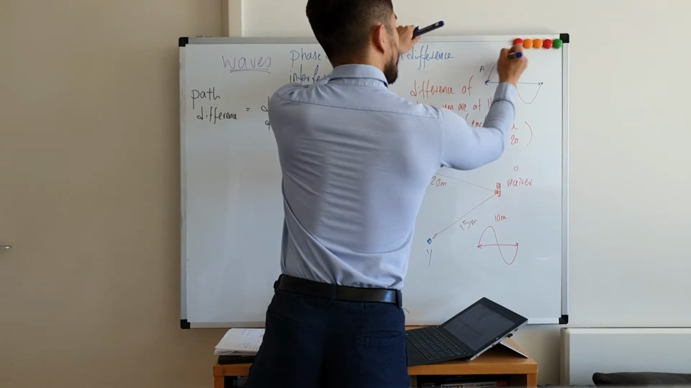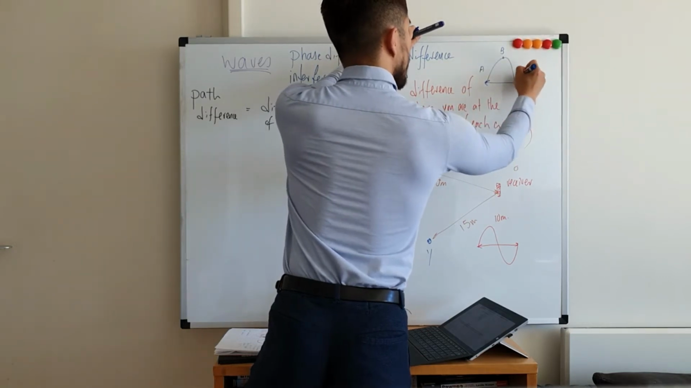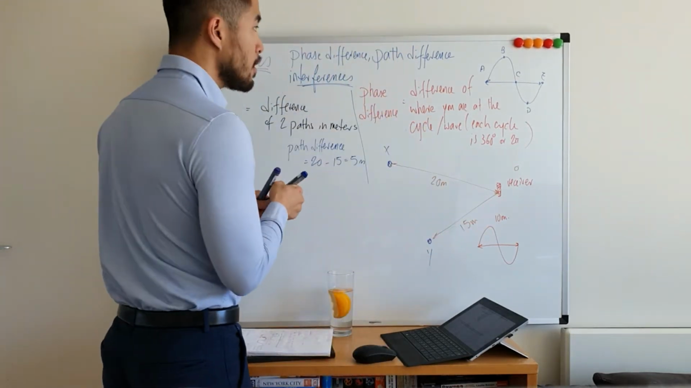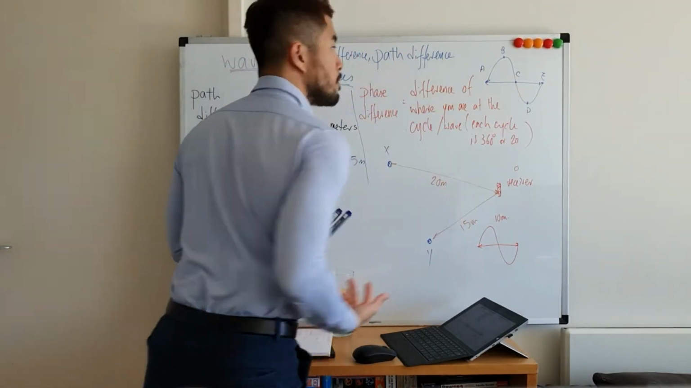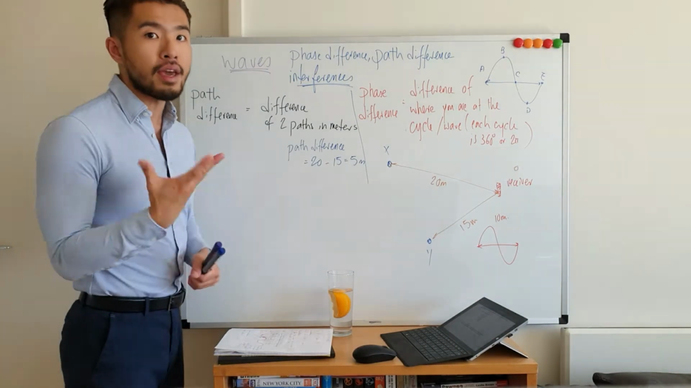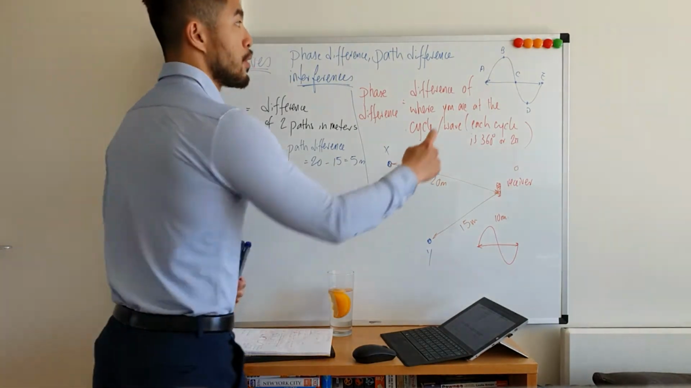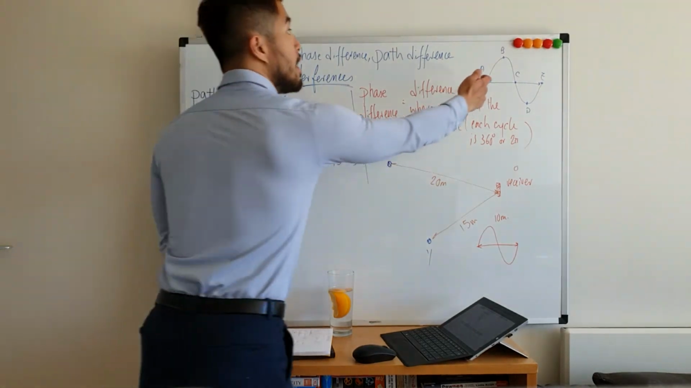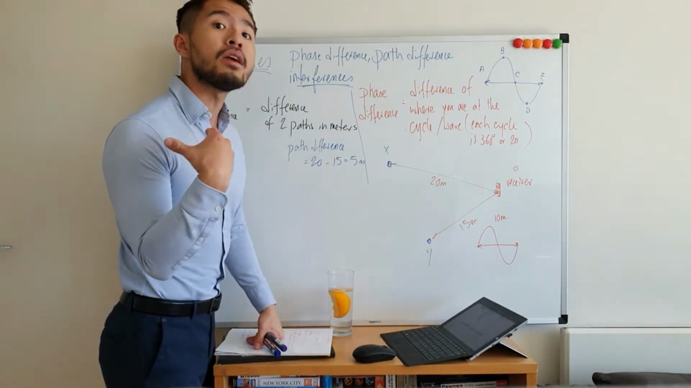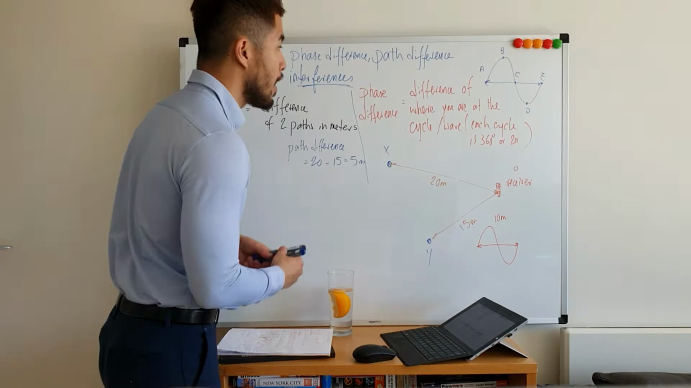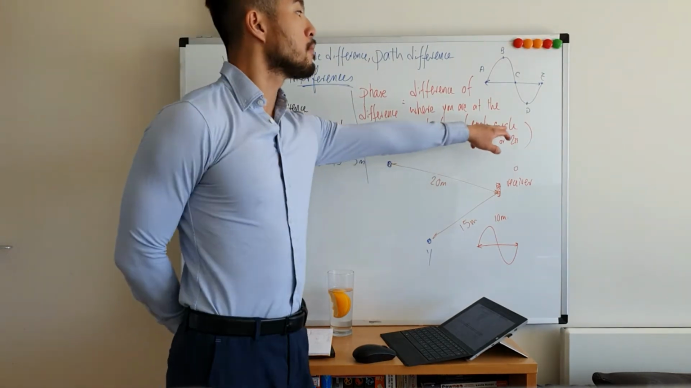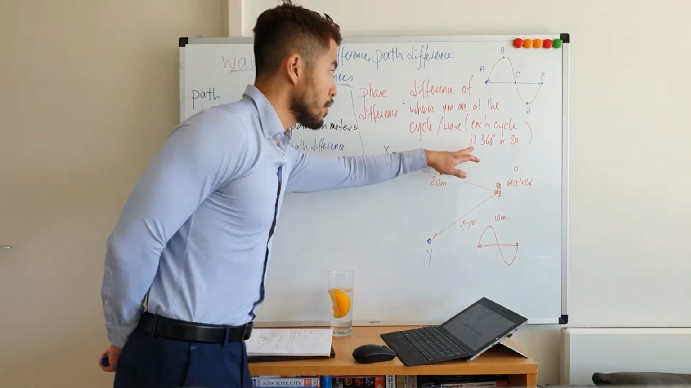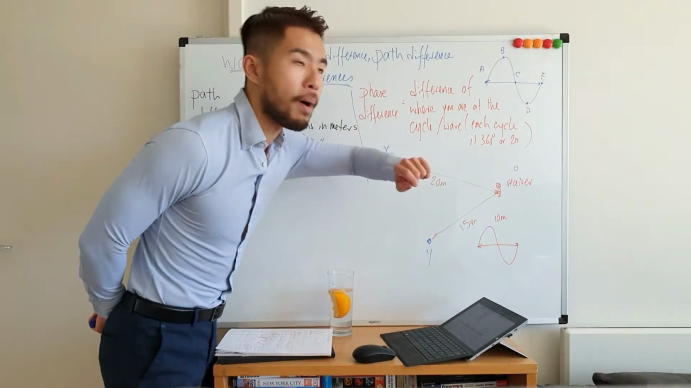If I have A, B, C, D, E, between A and E, the phase difference is an entire cycle. Between A and C, the phase difference will be half a cycle. Between A and B, the phase difference will be a quarter of a cycle. But because we know a cycle is a circle, each cycle is 360 degrees or 2 pi.